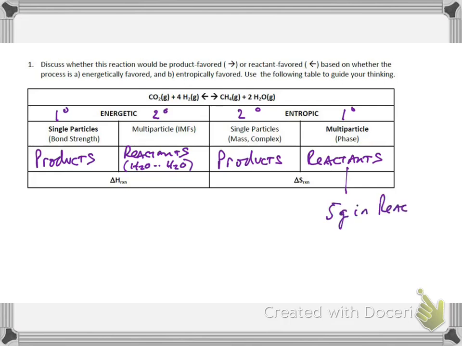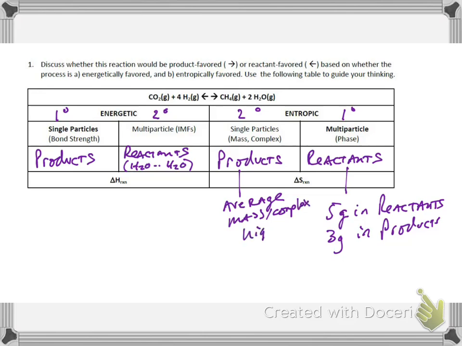So these are the arguments we would make: 5 gas in the reactants versus 3 gas. Remember, entropy is always more stable at higher number of configurations, so that would be with the 5 gas particles. Average mass, we would choose products. And the AA bonds in the reactants is why we would choose the products for energetics.